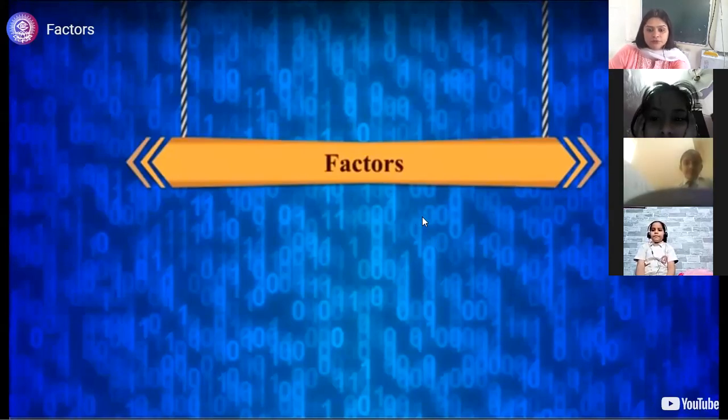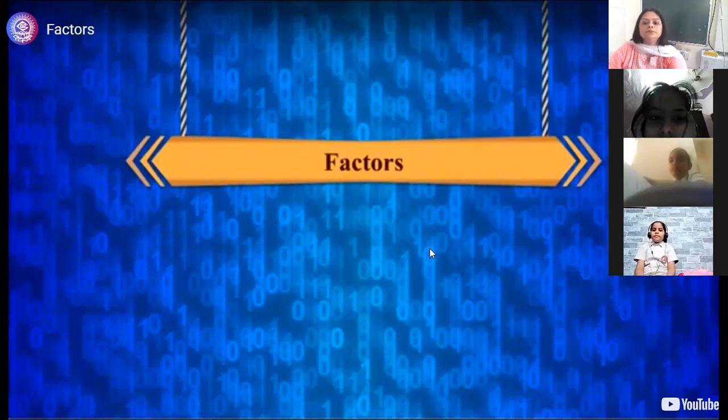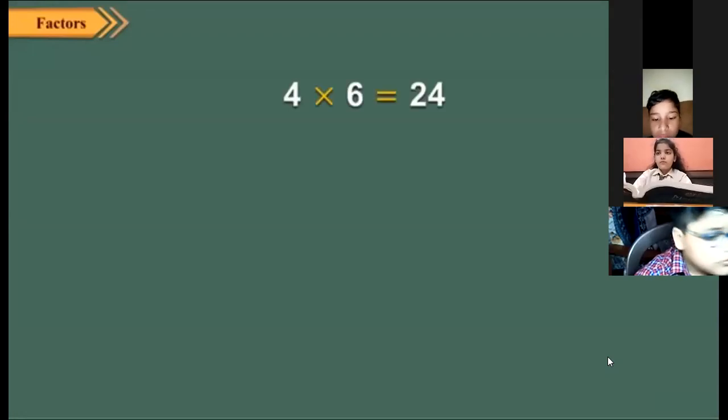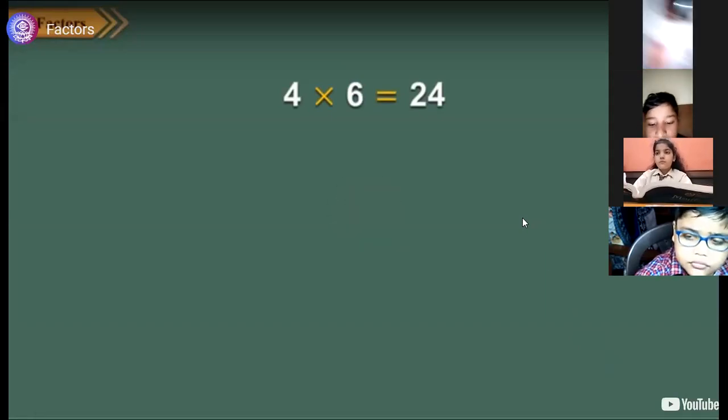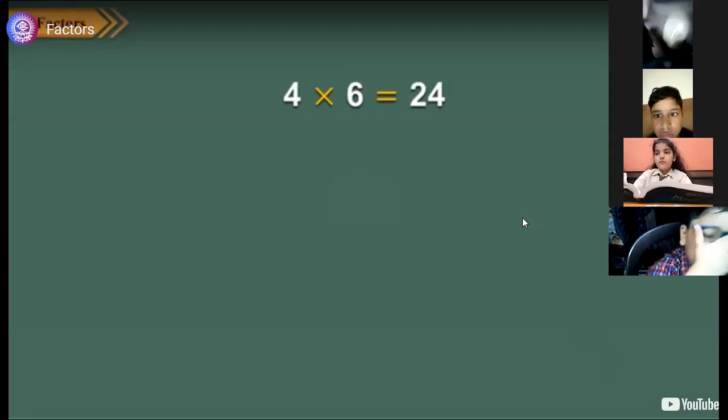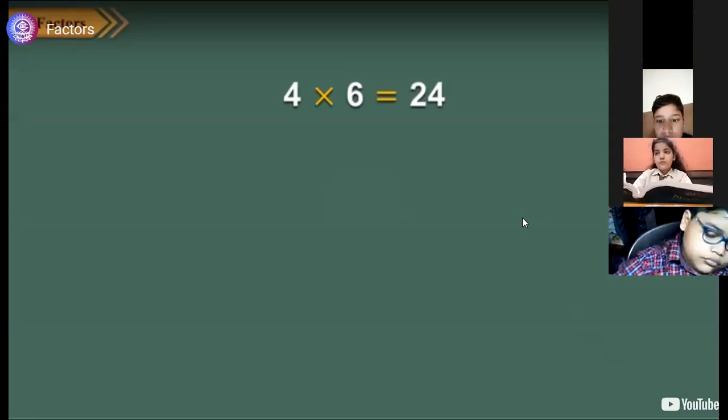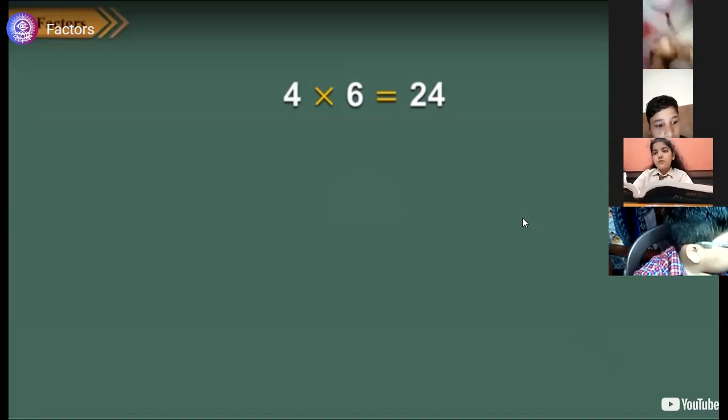Okay, let's have a look. Suppose we have taken one example over here: 4 sixes are 24. Beta, we all know this thing. 4 sixes are 24. So here, what are the factors? How can we conclude what the factors are? One thing we can say is that the numbers which are to be multiplied.